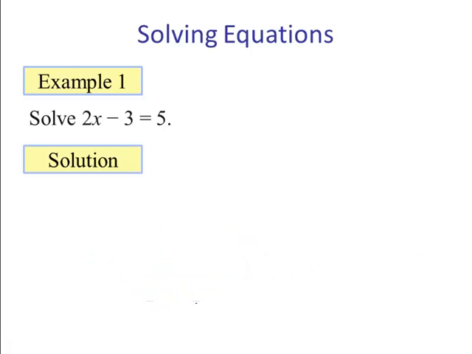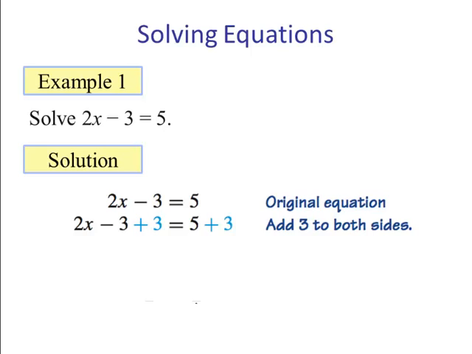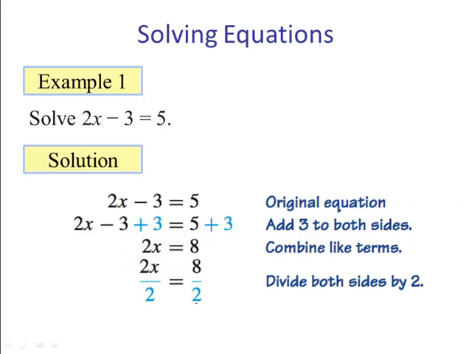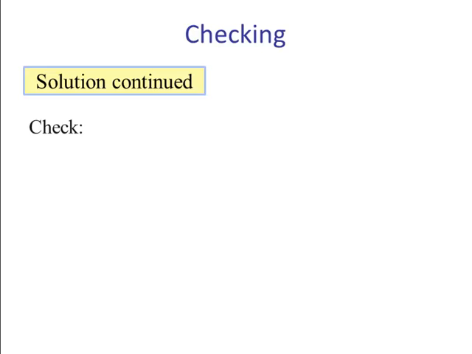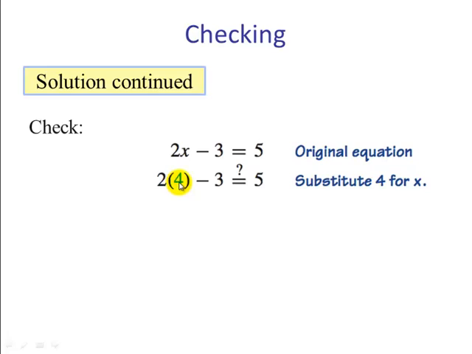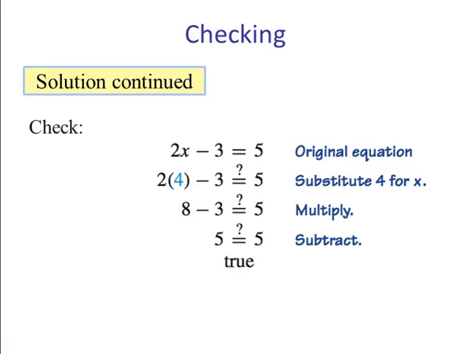So let's solve this one. Our first step is to add 3 to both sides of the equal sign. That leaves us with 2x equals 8. Now, to get rid of the 2, we do the opposite, divide by 2, and we have x is equal to 4. To check this, we start with the original equation. We substitute our solution 4 in for x on the left hand side, and if this is correct, it should be equal to what's on the right hand side, 5. So we have 8 minus 3, which is 5. This gives us a true statement, therefore 4 is a solution.